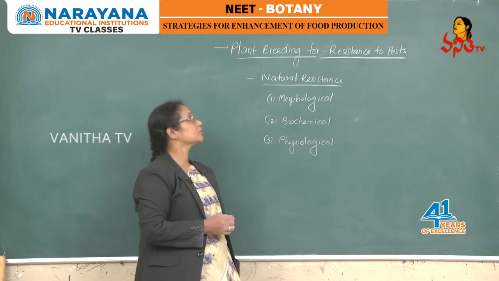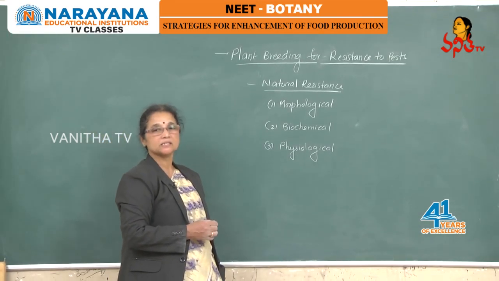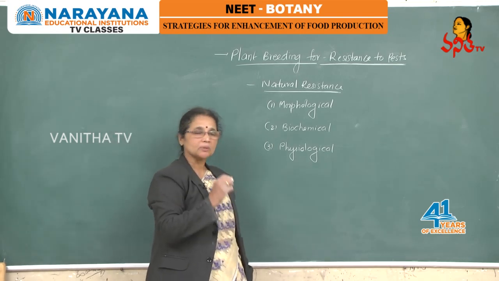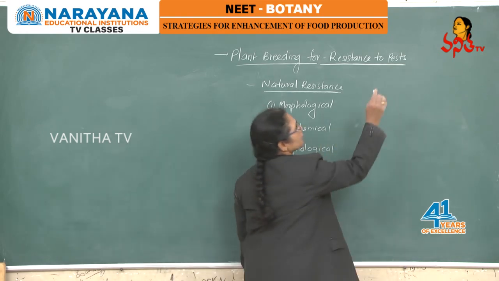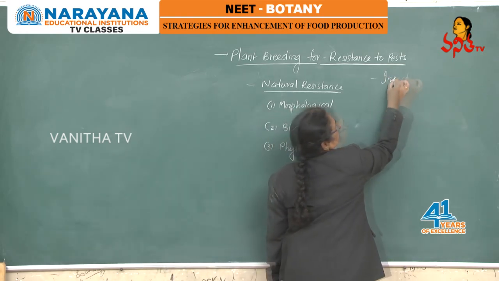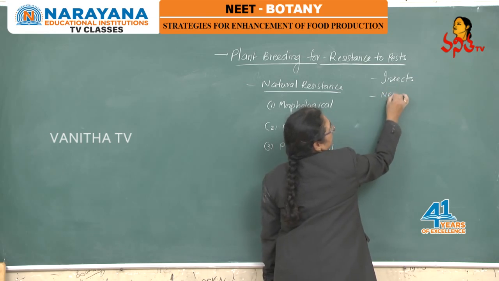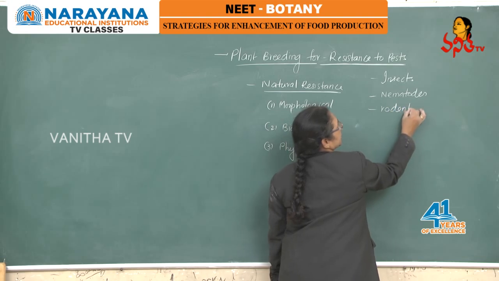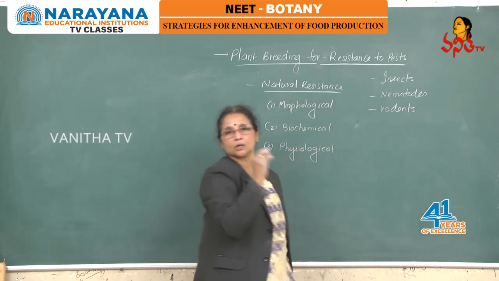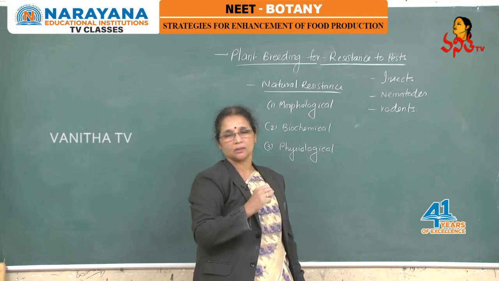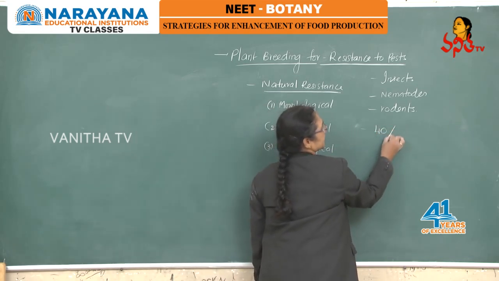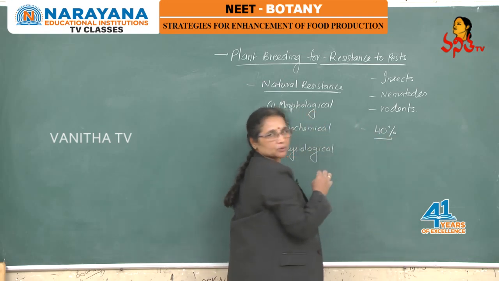Okay, children. Now we are going to learn about the conventional plant breeding program for resistance to pests. So normally, what are pests? The pests include mainly insects, nematodes, rodents, all these. Mainly they attack the crops and destroy the production, and hence resulting in a great loss, which was approximately estimated about 40%, that is more than disease causing pathogens.